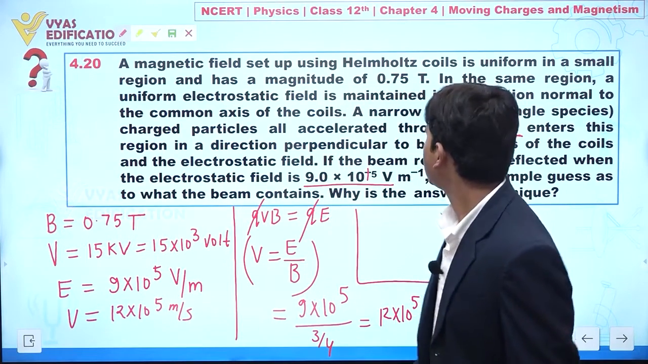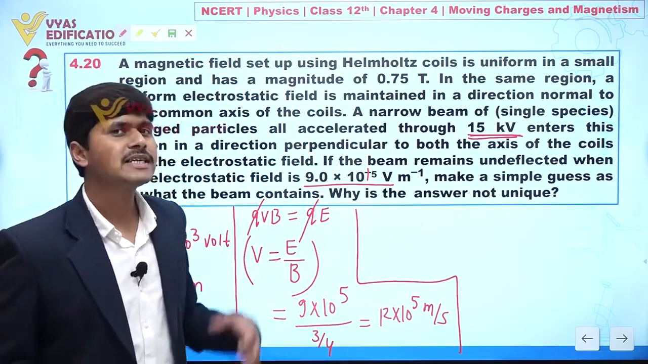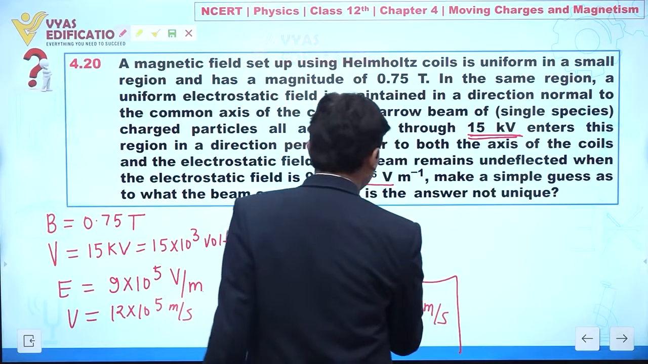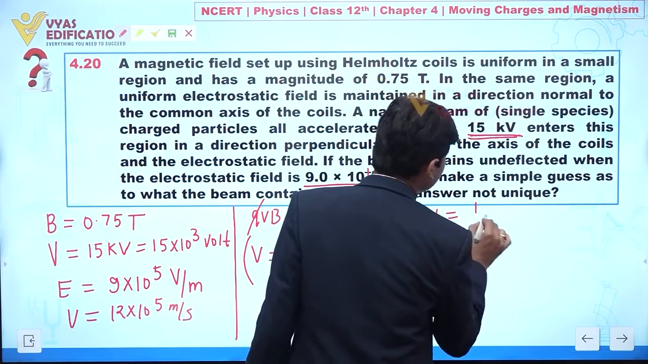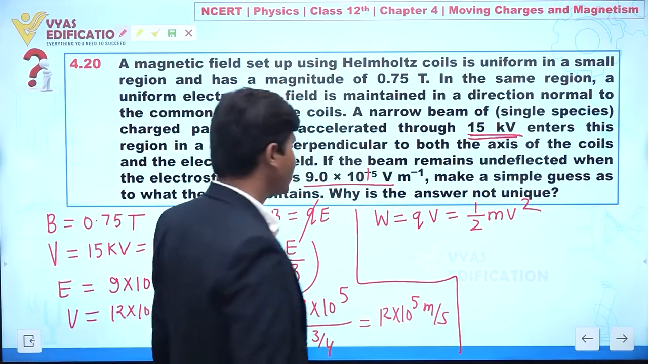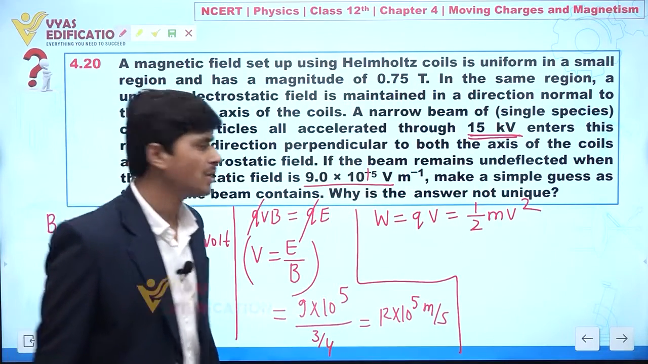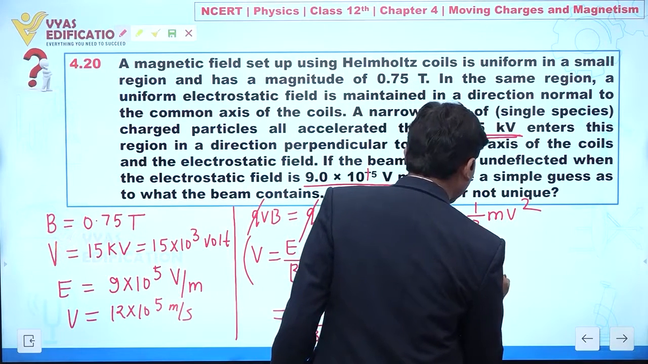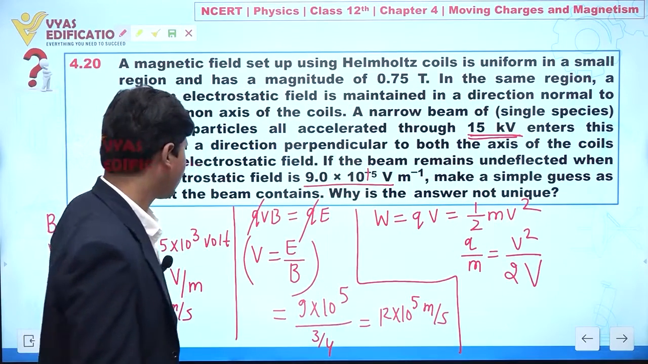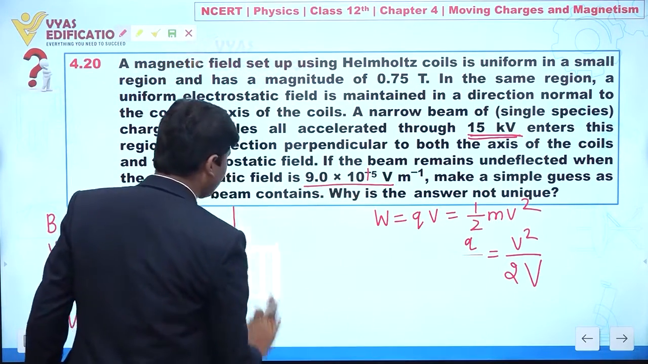It is given in the question that the charged particle is accelerated. It means whatever kinetic energy is gained by that charged particle is provided by this potential difference. Clear? It means we can write W equal to QV, and this should be equal to half mv square. So from here can we calculate the value of Q by M? Q by M is given by v square divided by 2 capital V. Clear? So now we can put in the values.